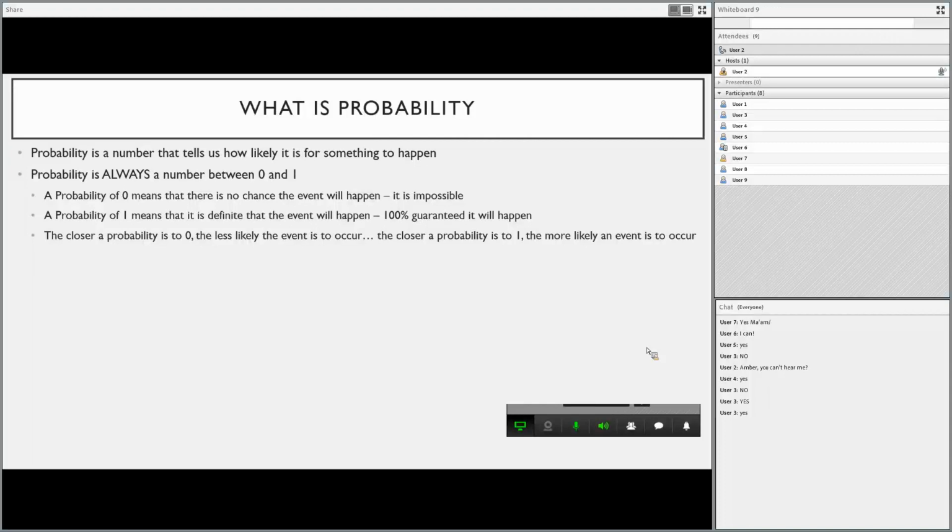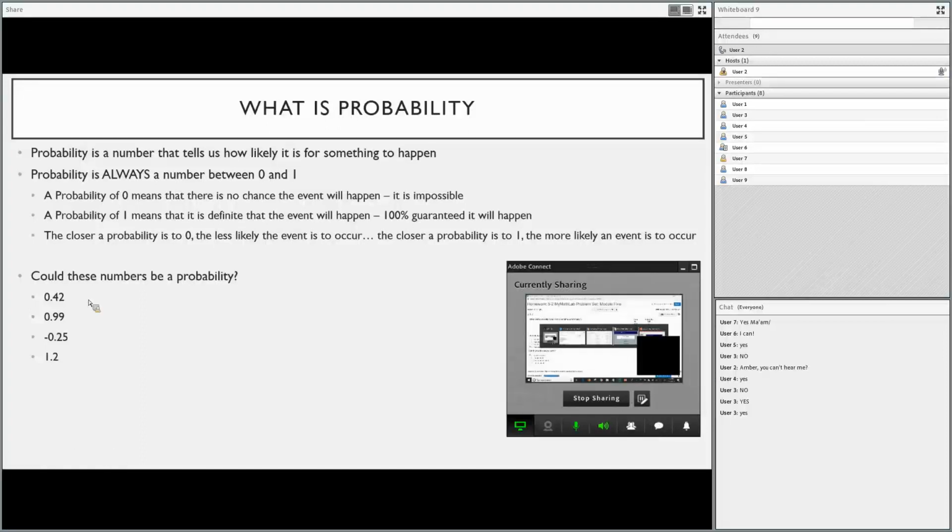And in the middle of those two extreme numbers, basically if the probability is closer to 0, it's less likely that that event is going to occur. It's possible, but less likely. The closer the probability is to 1, the more likely it is to occur. So again, a probability has to be a number between 0 and 1. So if you get a question on your homework that asks you whether or not a certain number can be a probability, that's the criteria that you're looking for.